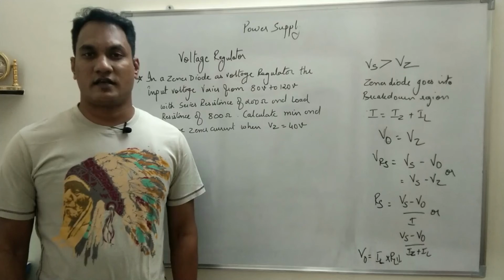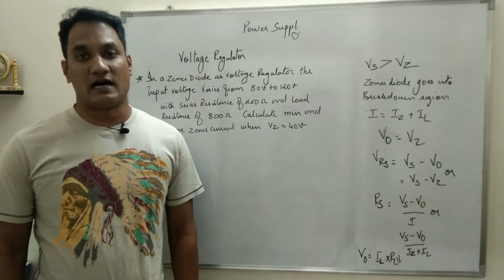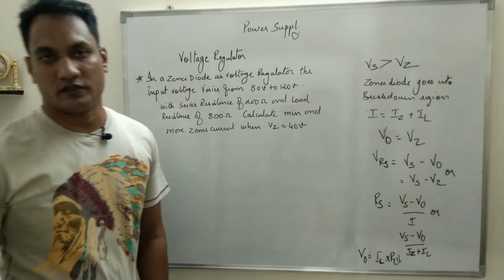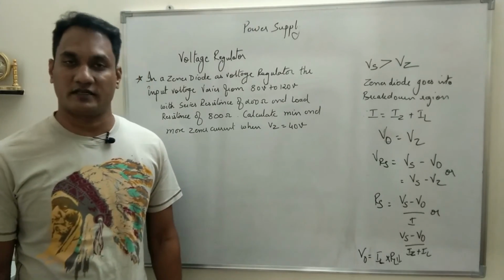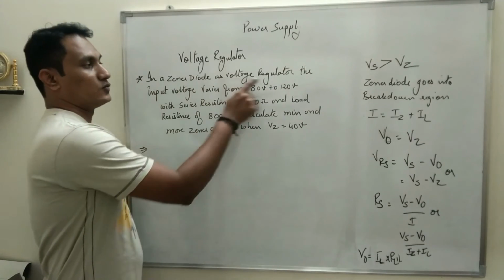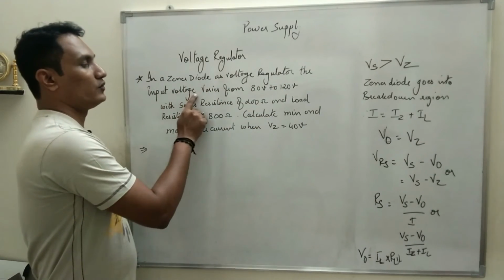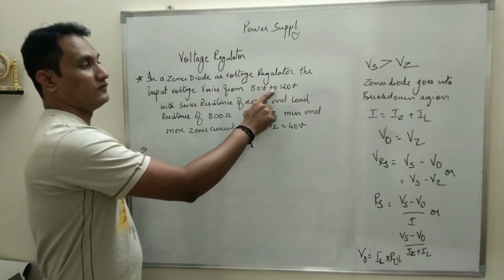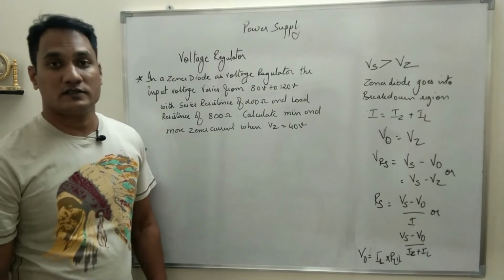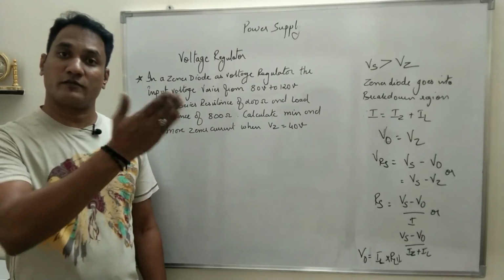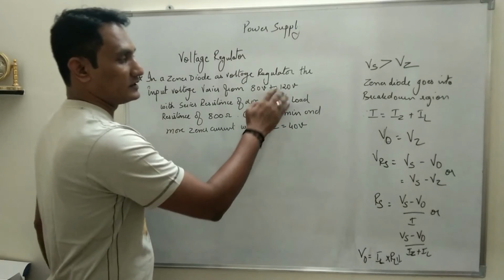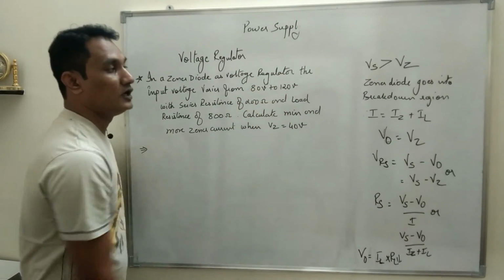Let us try to understand one more type of problem being asked on Zener diode as voltage regulator. Again, this question will be asked for 4 marks and is very, very important. It says, in a Zener diode as voltage regulator, the input voltage varies from 80 volt to 120 volt. I just said the input voltage for Zener diode as voltage regulator will be from the filters, and the filter's value will be fluctuating, say from 80 volt to 120 volt.